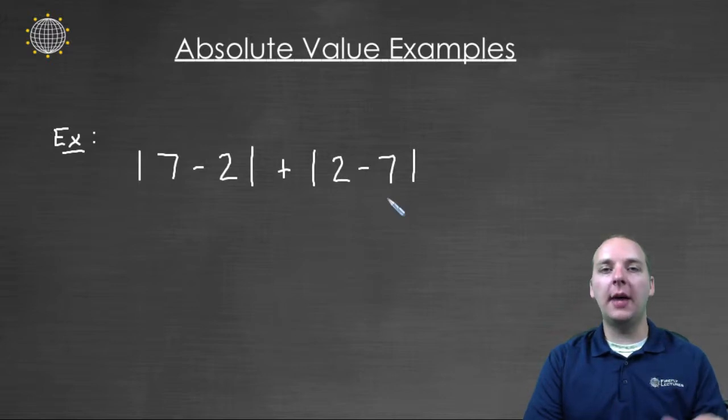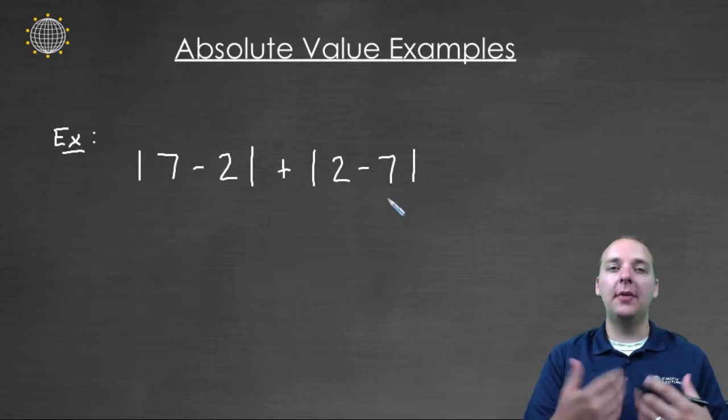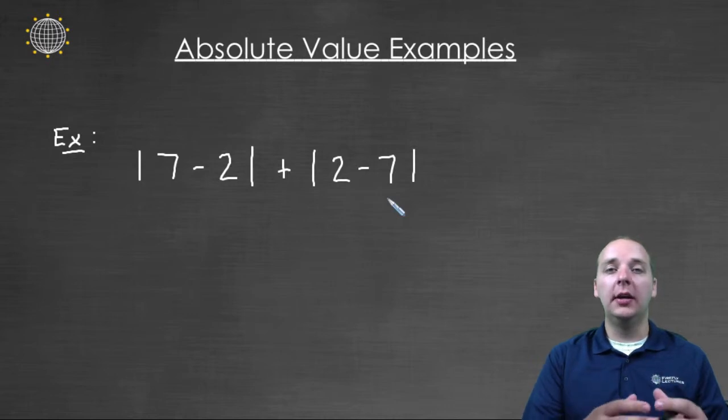Let's take a look at a few absolute value examples. Here's our first example. We'll have the absolute value of 7 minus 2 plus the absolute value of 2 minus 7. Now we remember from a previous video that the absolute value of a number will give you the distance that that number is from 0, and distance can never be negative, so anytime we have an absolute value, that quantity will wind up being non-negative, which means either 0 or positive.